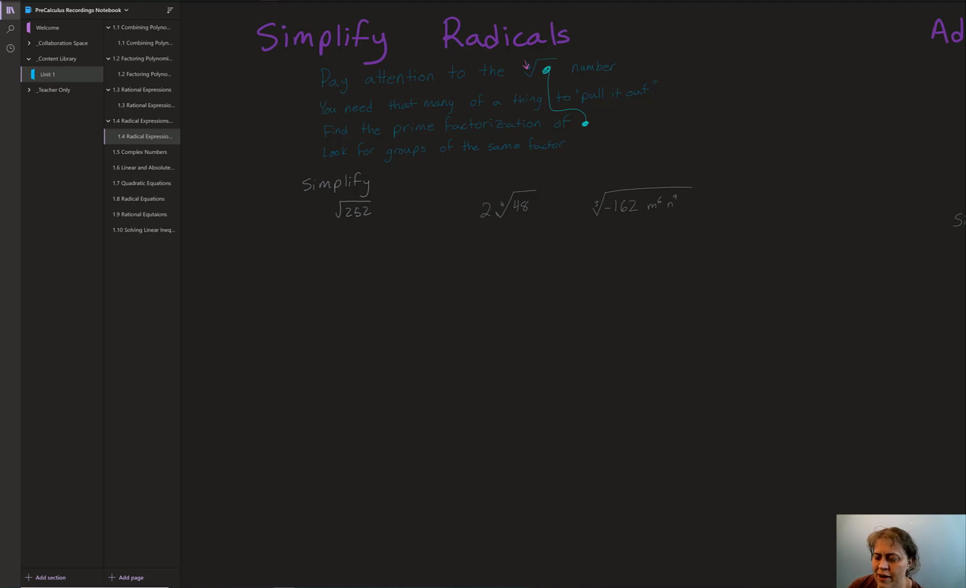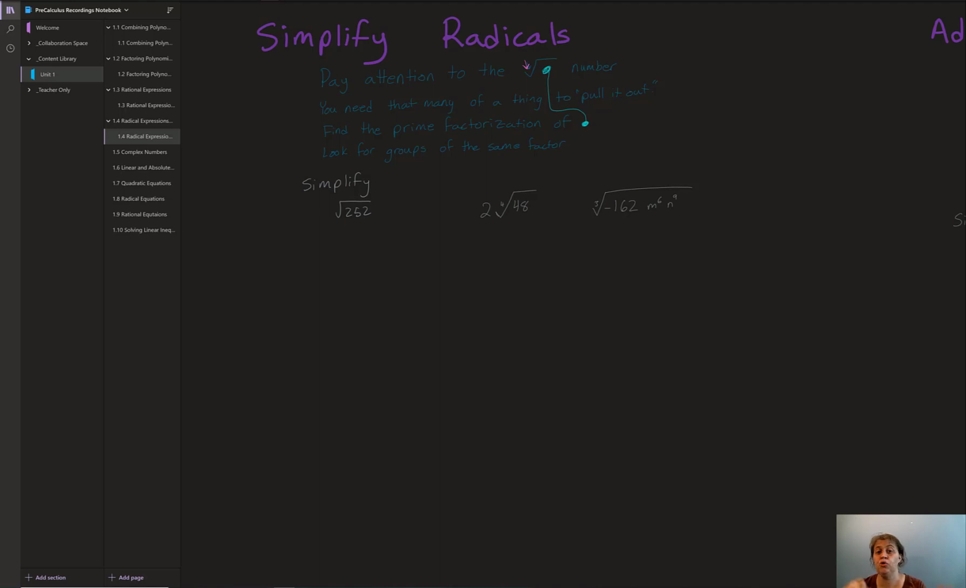I'm looking for groups of the same factor. So that's like poorly written, but that's the math speak version. My personal thing is I like to tell a story. You're inside of a haunted house. In order to escape, if it's a square root, you have to find twins, and one of the twins will die so the other one can escape.